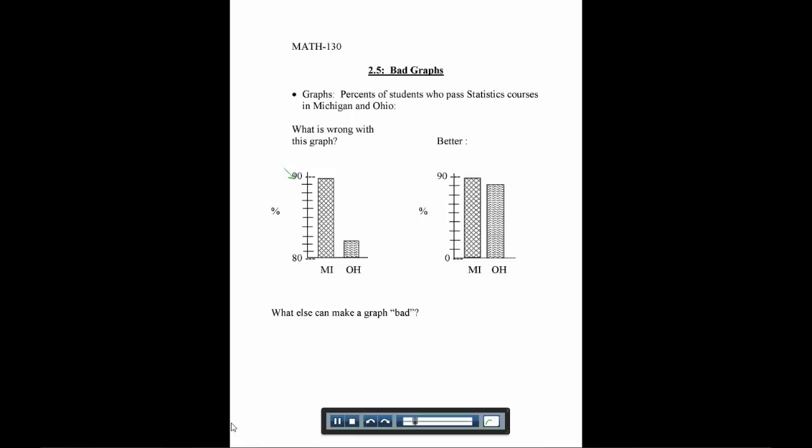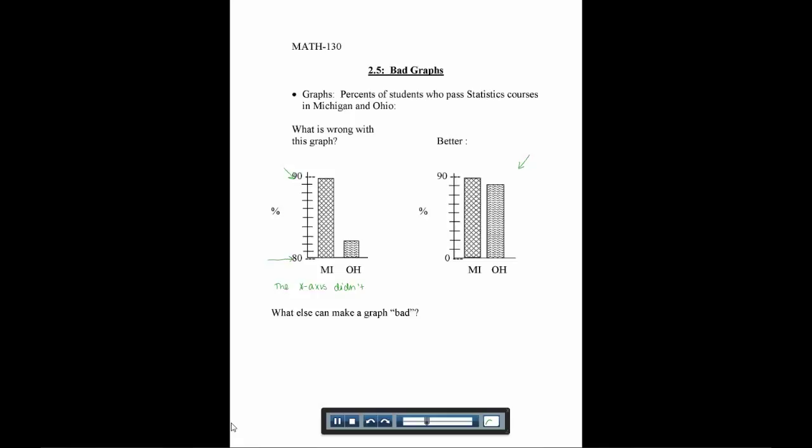When we look at the first one, it looks like Michigan did way better, maybe like 4 or 5 times better. But with this exact same data in the second graph, it doesn't look like Ohio did that much worse than Michigan at all. So what's wrong? If we notice, on the first graph, the x-axis didn't start at 0. And that's what really messed us up.